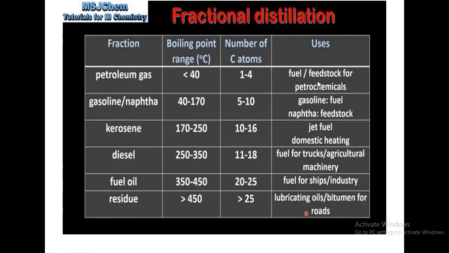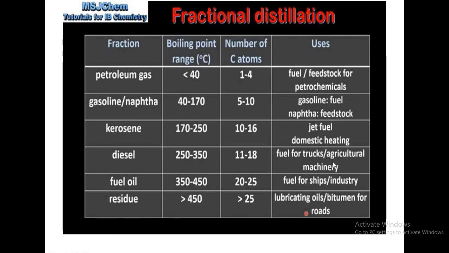So you must have heard that there are many products made up of petroleum, like petroleum jelly, Vaseline. Those are examples of petrochemicals. The second one is naphtha, gasoline, where it is used as a fuel. Gasoline is used as a fuel and naphtha is used as a feedstock. Kerosene is used as a jet fuel or for domestic heating.